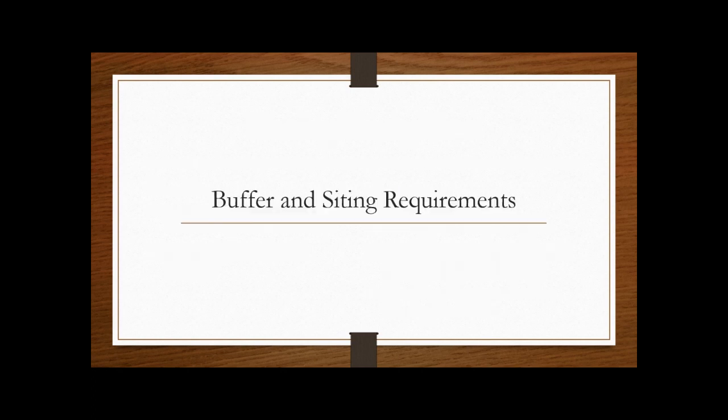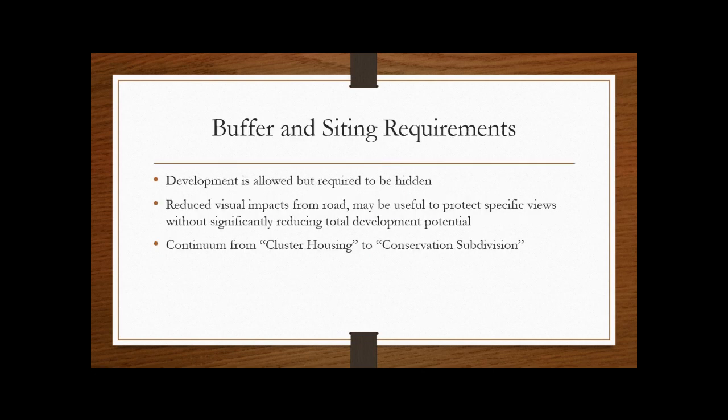Okay, the next section is buffer or siting requirements. So this is some of what Rhonda was just talking about. With buffering or siting requirements, you can not change the level of density that you allow, but require that density to be hidden in some way. You can reduce the visual impacts from the road. It can be useful if you want to protect significant views or viewshed corridors.